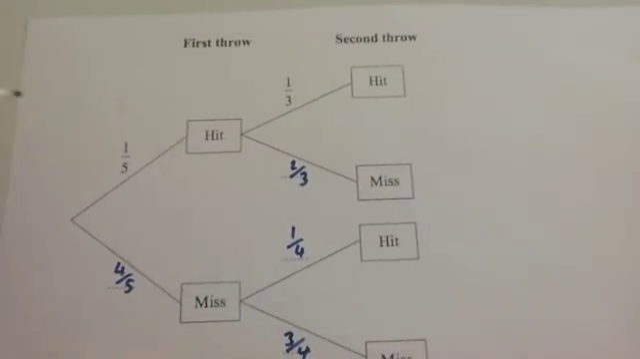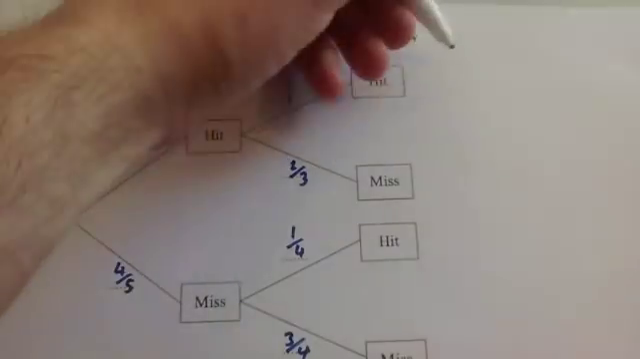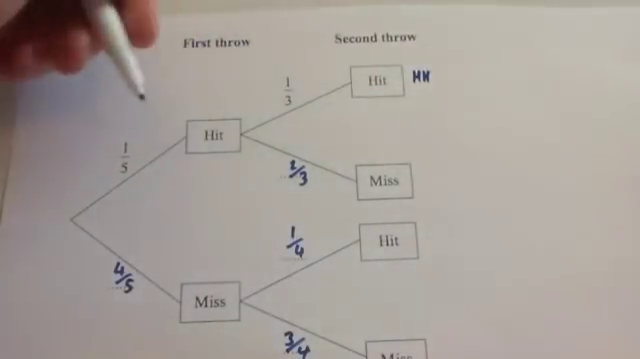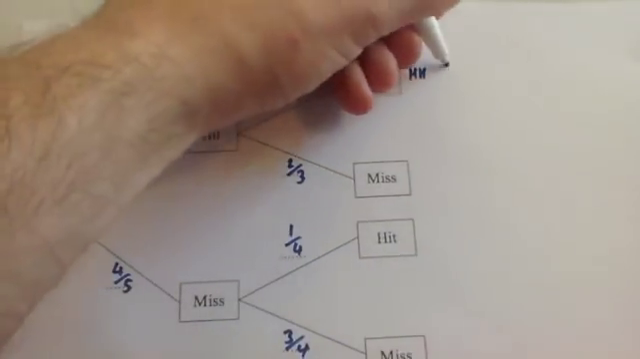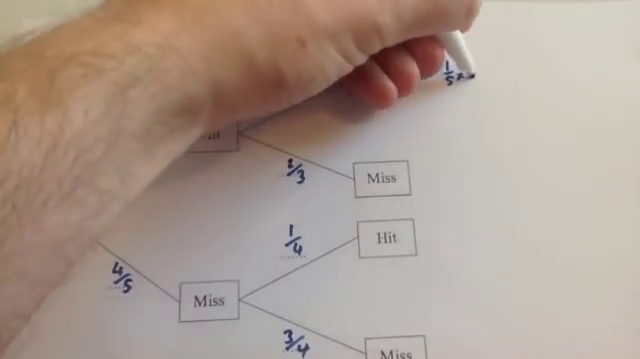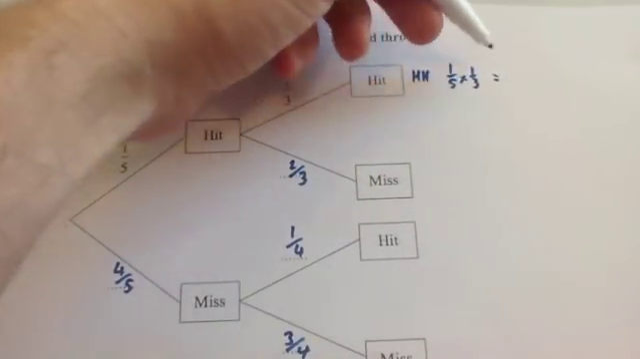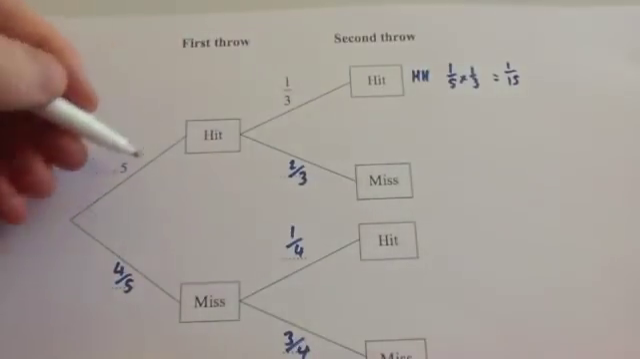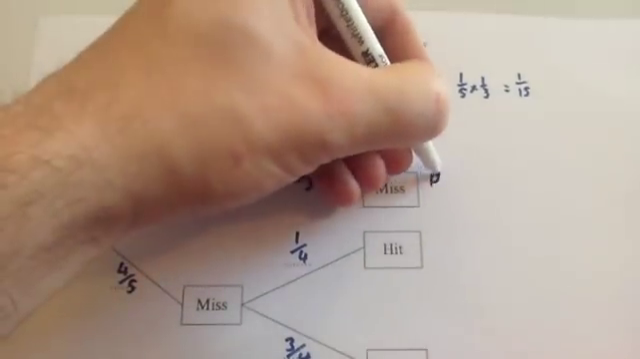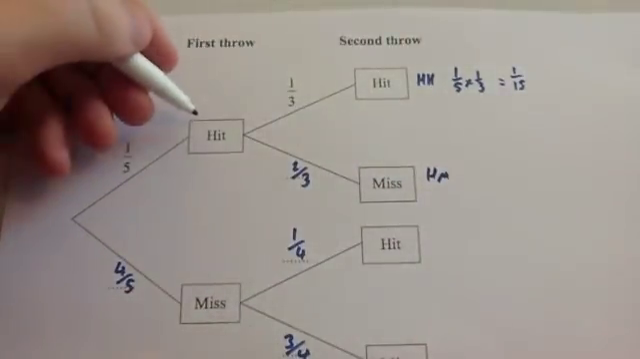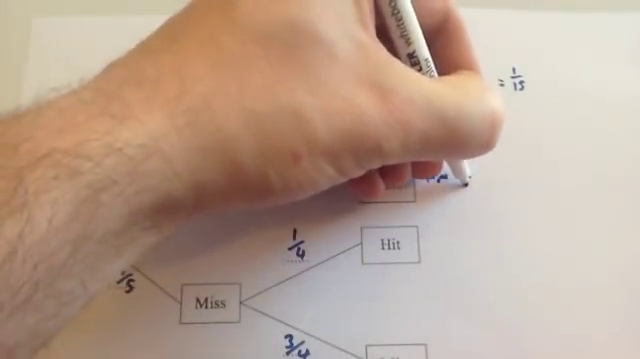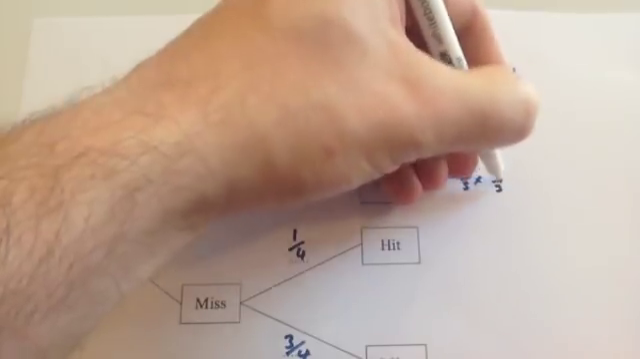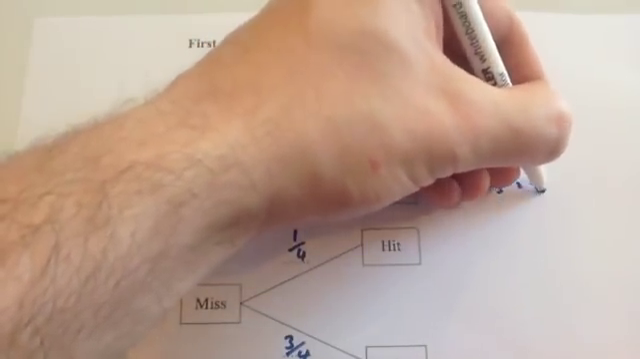Anyway, so he could hit and hit. So that's going to be 1/5 times 1/3. Remember, to multiply fractions, you just multiply the numerators and multiply the denominators. So that's 1/15. The chance of a hit and a miss would be 1/5 times 2/3, which is equal to 2/15.